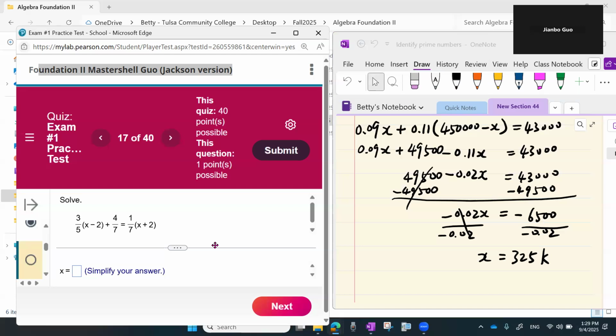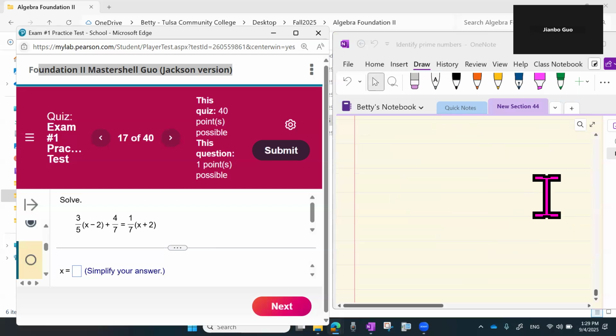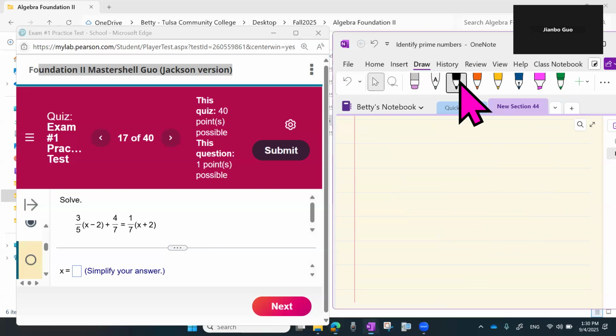This is question number 17. 3/5 times x minus 2 plus 4/7 equals 1/7 times x plus 2.